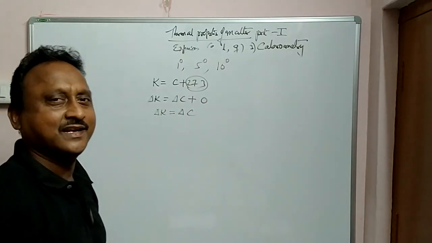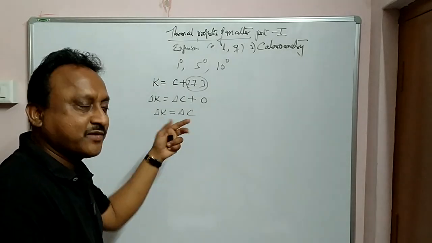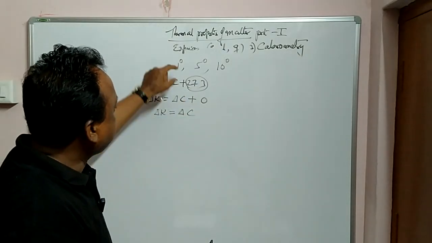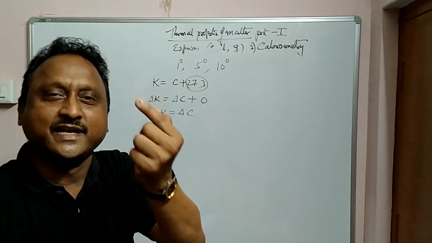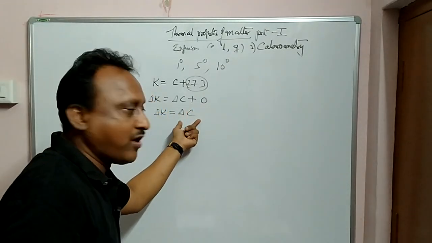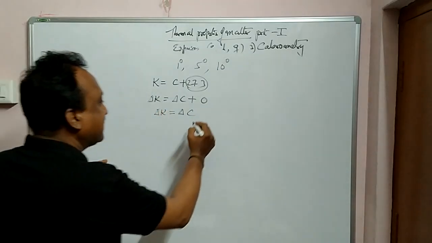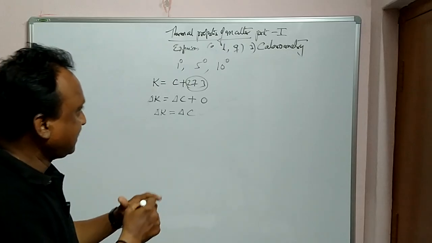What does it mean? Delta K is equal to delta C, so both are the same. That means if the Celsius scale is increased by 1 degree, the Kelvin scale also increases by 1 degree. If this increased by 40 degrees centigrade, the Kelvin scale also increases by 40 degrees. This is the meaning. Okay?